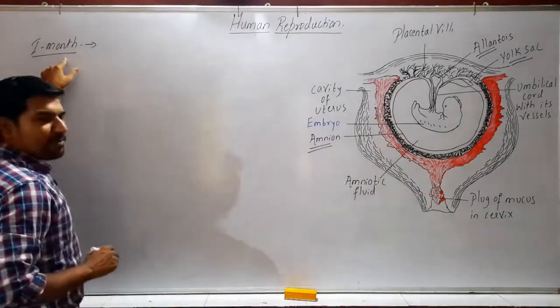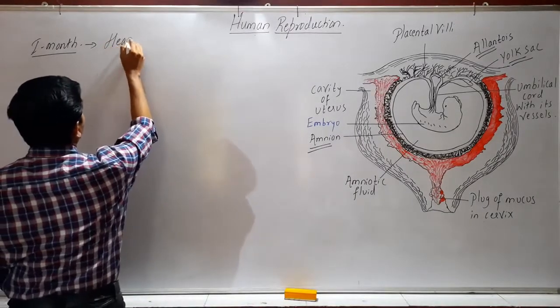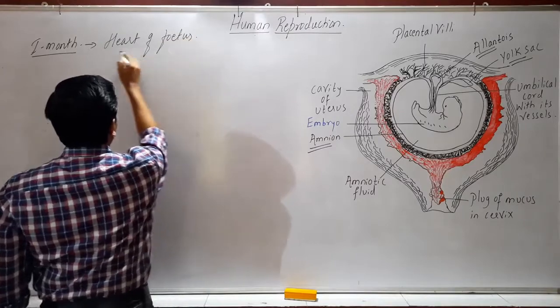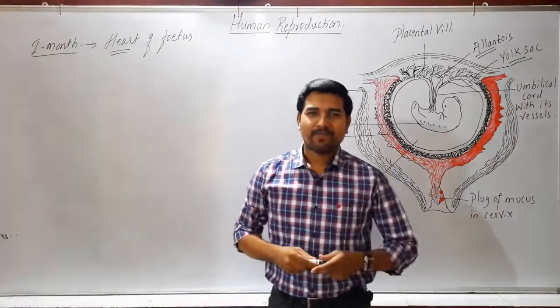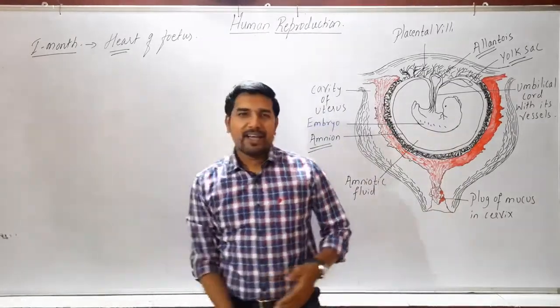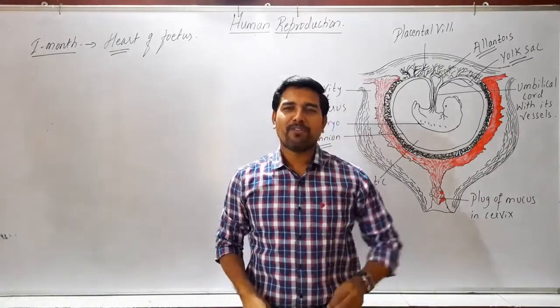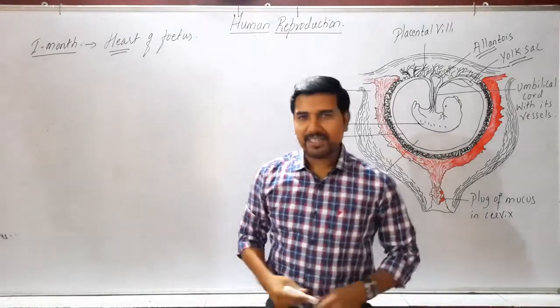In the first month of pregnancy, what is formed? Heart of the fetus. That means the heart develops first. Heart is the organ that develops first, at the end of the first month of pregnancy, and we can hear the heartbeat of the embryo also. So in the first month, the heart of the fetus is developed.